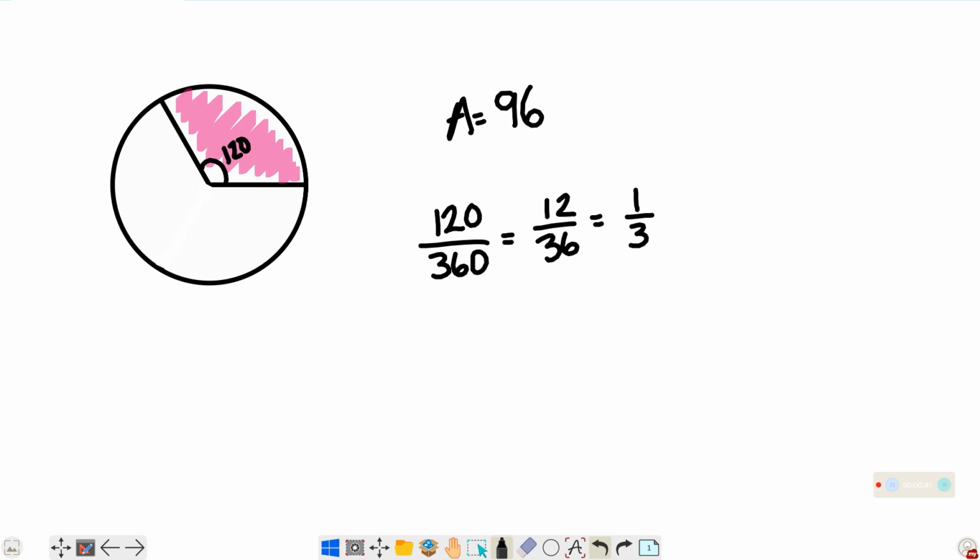So then it says, which person has solved the problem correctly? Explain your reasoning. I have two different solutions. Peyton says 1/3 of 96, and Monty says 96 out of 120. Which one is correct? We need 1/3 of the whole circle. And then explain.